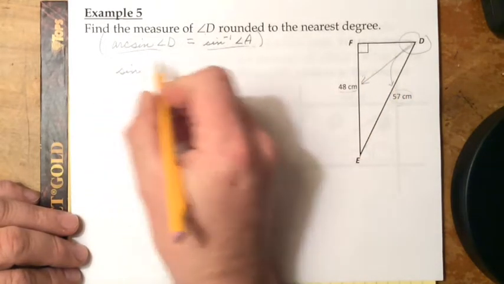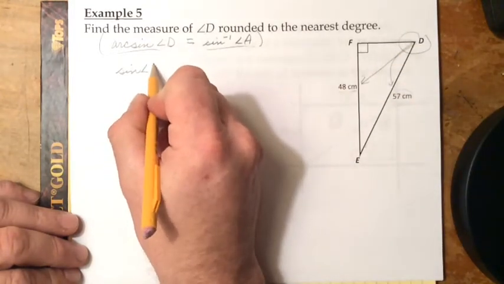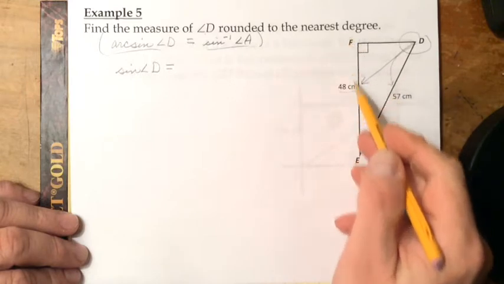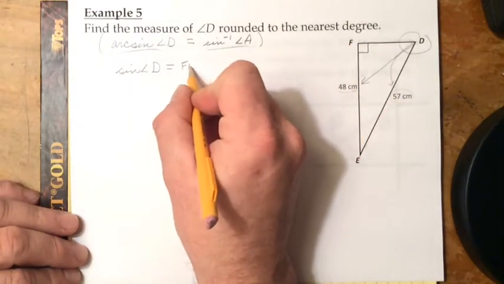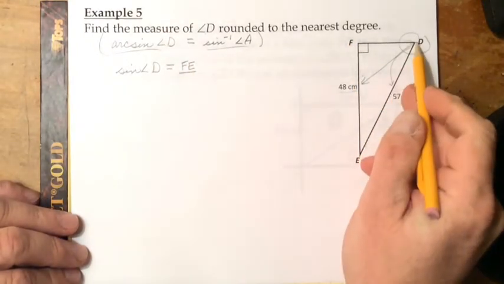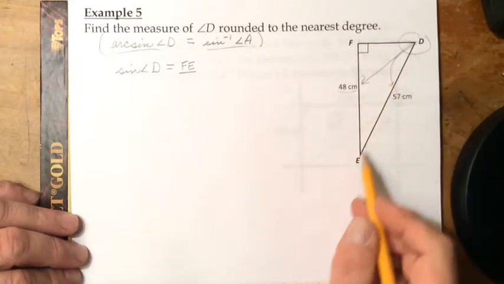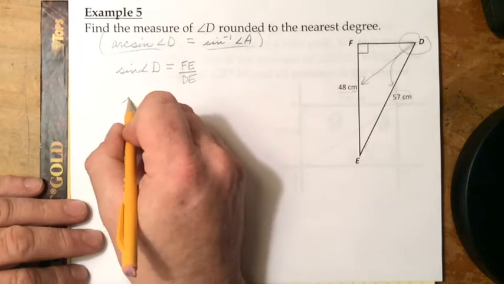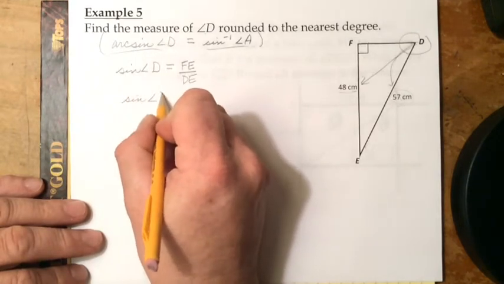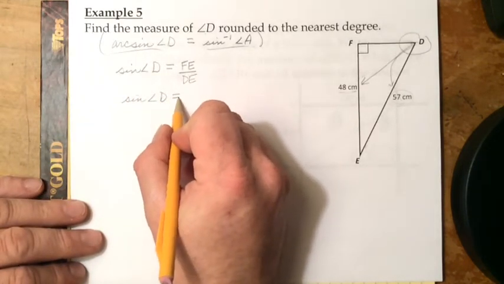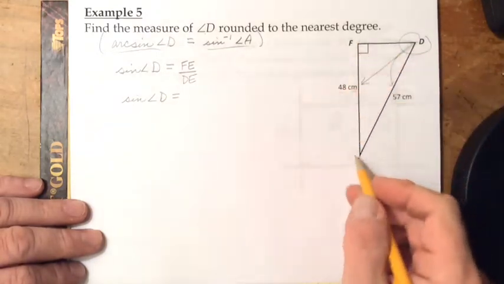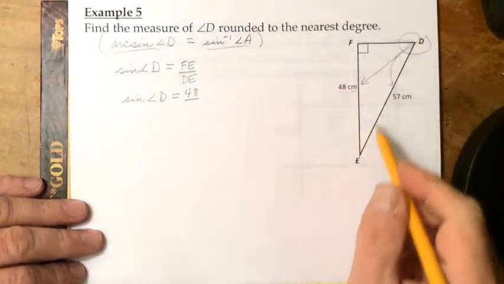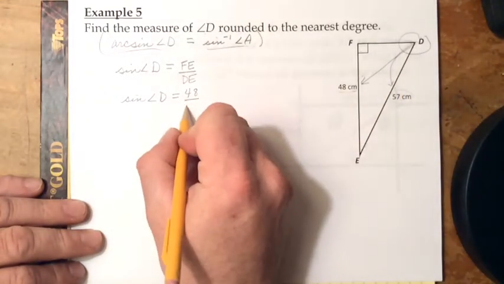So the sine of angle D is going to be equal to the opposite side, which is FE, over the hypotenuse, which is DE. Then we substitute in what we know. This is the sine of angle D, we do not know the measure of angle D yet, equal to FE, which is 48 centimeters, or 48, over DE, which is 57 centimeters, or 57.